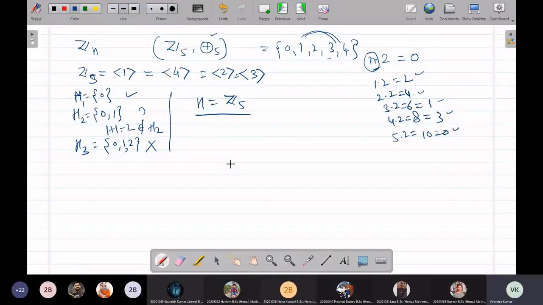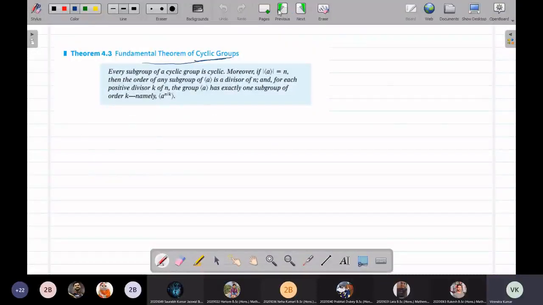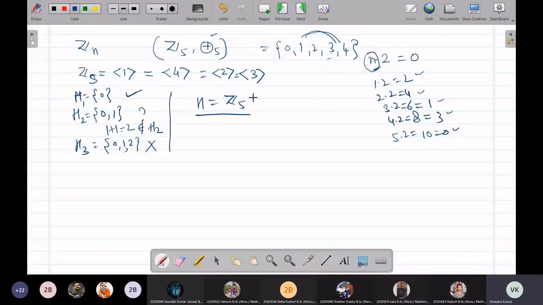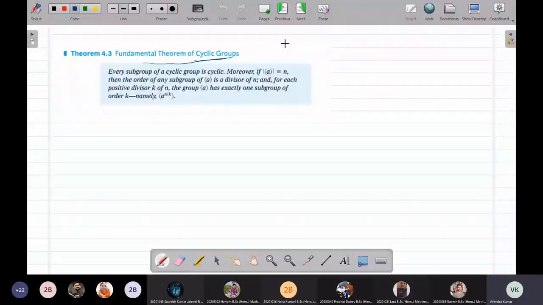How many subgroups there are and what the generators are, we are going to see in the next theorem. We have 2 subgroups, and both are cyclic. One is trivial, and the other is the set itself, so we don't have any proper nontrivial cyclic subgroup. But the thing is that we have 2 subgroups and both are cyclic. So for the first statement, we have an example.